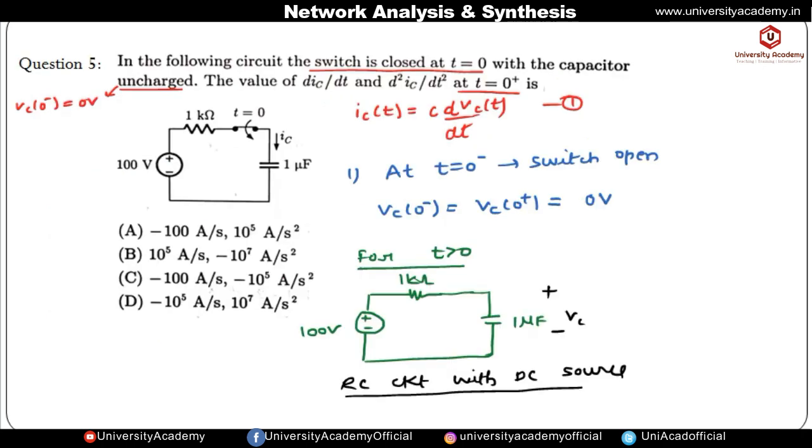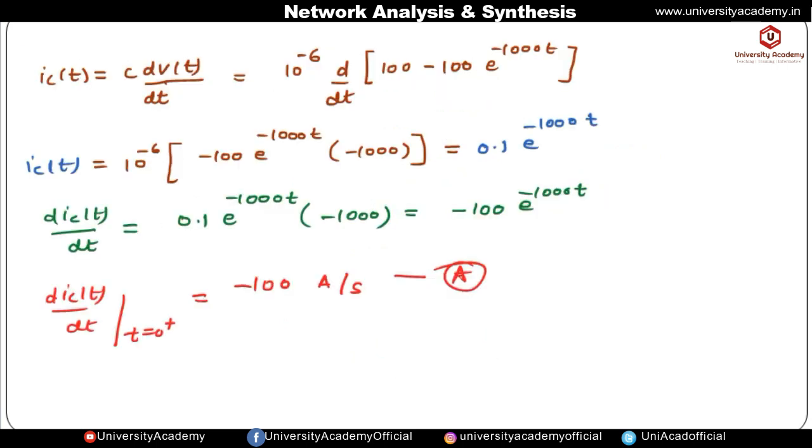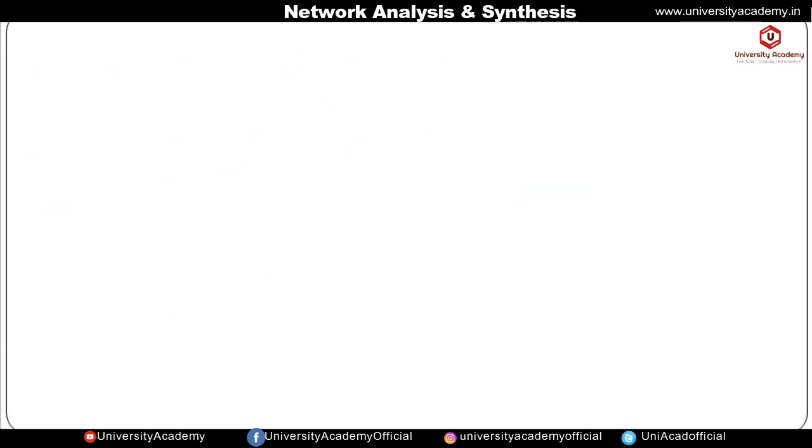So this is the first part answer, that is we have found the value of dIc by dt. In the next part we have to find d square Ic by dt square at t equal to 0 positive. It means again we have to differentiate this equation. Suppose this is equation 2. We have to differentiate this with respect to t, and then substitute t equal to 0 positive. So the d of Ic by dt expression we are getting as minus 100 into e to the power minus 1000 t. Let us differentiate this again with respect to t.